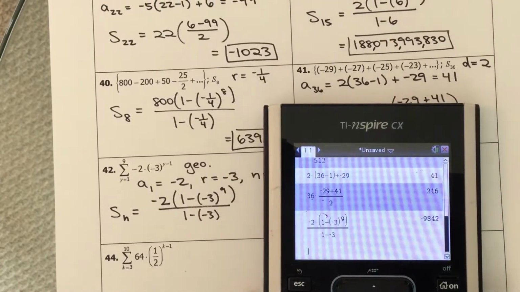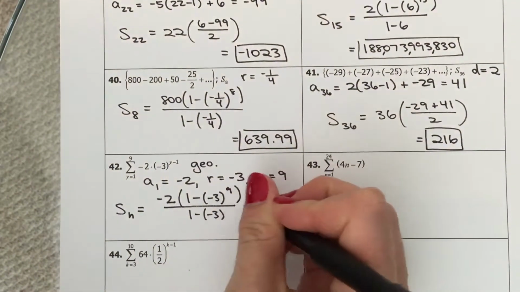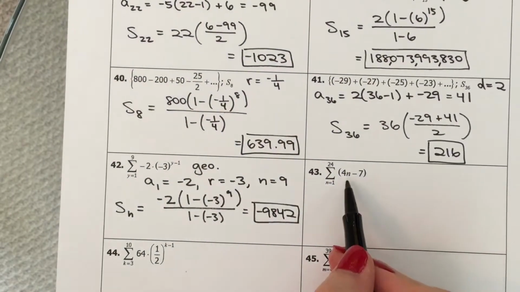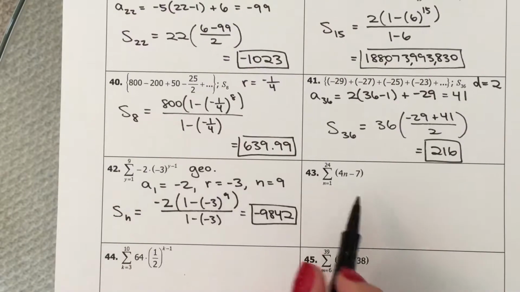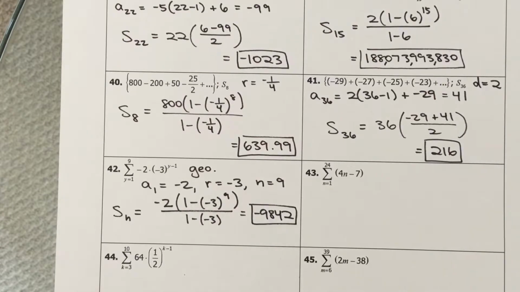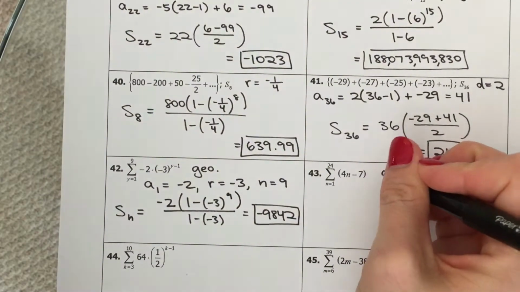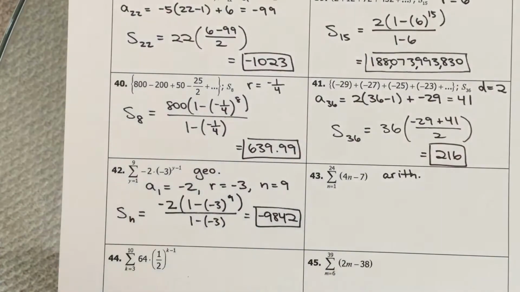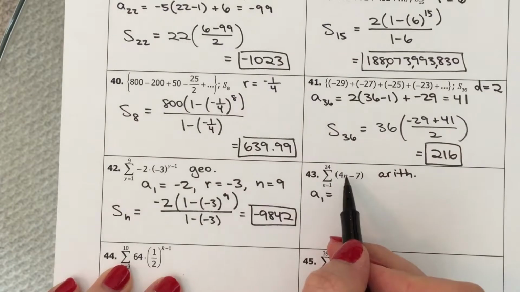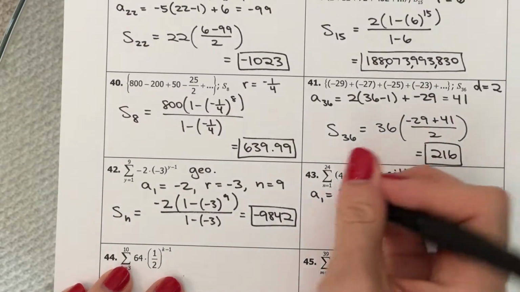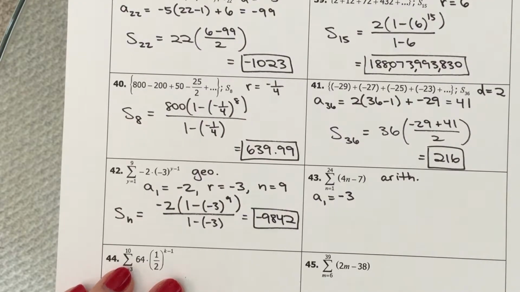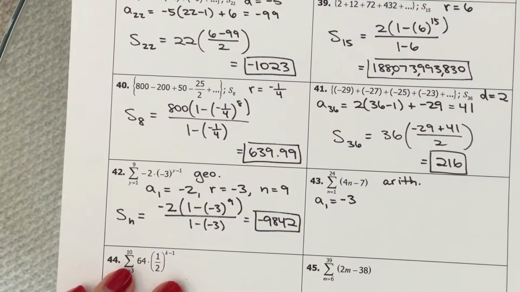Okay, so we get this, negative 9,842. Okay, this one, not geometric, that's for sure. It looks like you've got something that's more arithmetic. So you can kind of work your way backwards there. Okay, so we can plug in and figure out what the A1 would be. So if we subbed 1 in here, we have 4 times 1 minus 7, which gives us -3. And then we can figure out what the 24th term is by subbing that in as well.